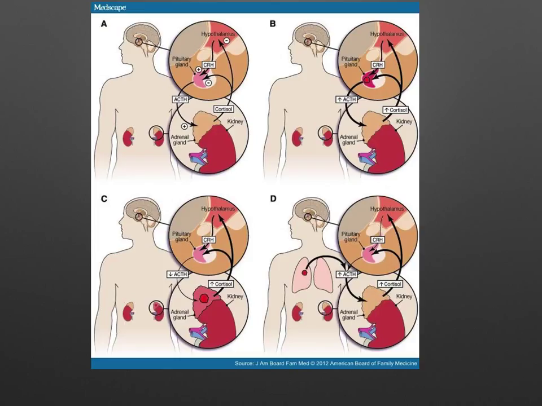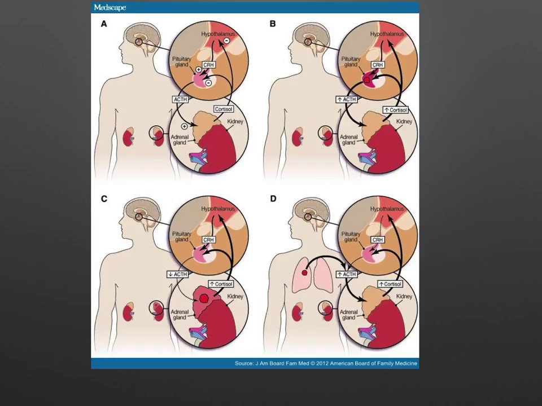In scenario D, this is the least likely cause of Cushing's, and it's a carcinoma in the lung. This carcinoma is secreting ACTH, so ACTH levels are going to be high in this case. ACTH is then telling the adrenal gland to release high levels of cortisol. So ACTH and cortisol will be high in that scenario.